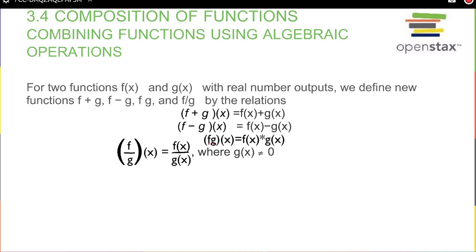And last, when we're dividing two functions, f divided by g, we write f over g of x, and we calculate it by dividing f of x by g of x, where g of x can't equal 0 because then it would be undefined. So let's try one.